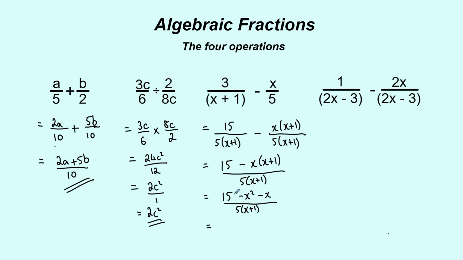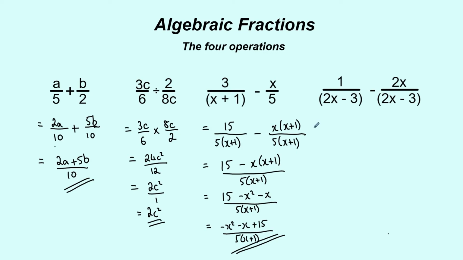We're just going to tidy up this top line for our last and final answer. We're going to put them in order, so negative x squared first, then a minus x, and then a positive, or plus 15 at the end, all over 5 bracket x plus 1. And that would be enough to get us our marks for that question. Okay, and let's jump on to the last one.